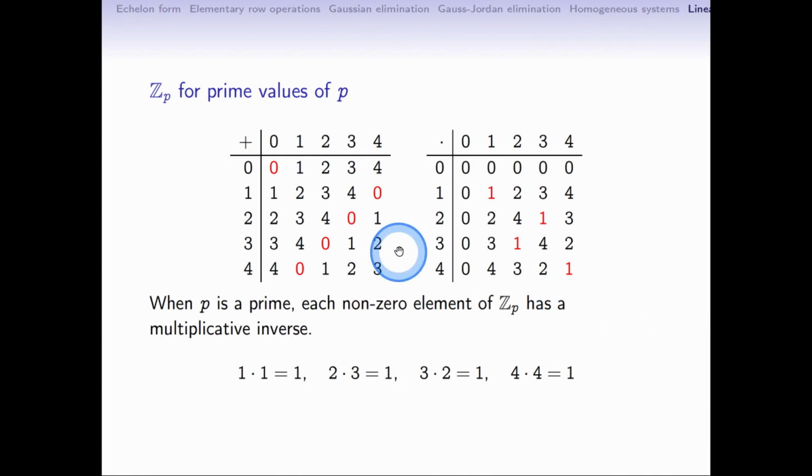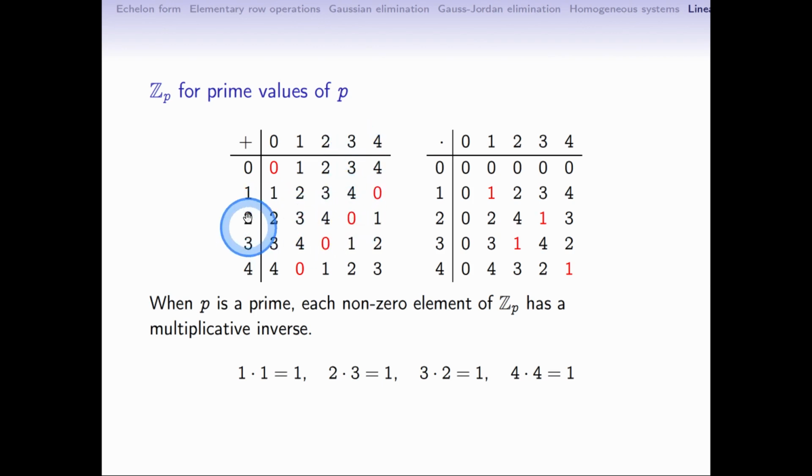So the first thing is, let's look at the addition table. For every number, 0, 1, 2, 3, or 4, there's an entry in the addition table that's red, and what that's highlighting is that, for example, 1 plus 4 is equal to 0. So 1 and 4 are what are called additive inverses. If I add 4 to 1 or 1 to 4, I get 0. 2 and 3 are additive inverses. If I add 2 to 3 or 3 to 2, I get 0.